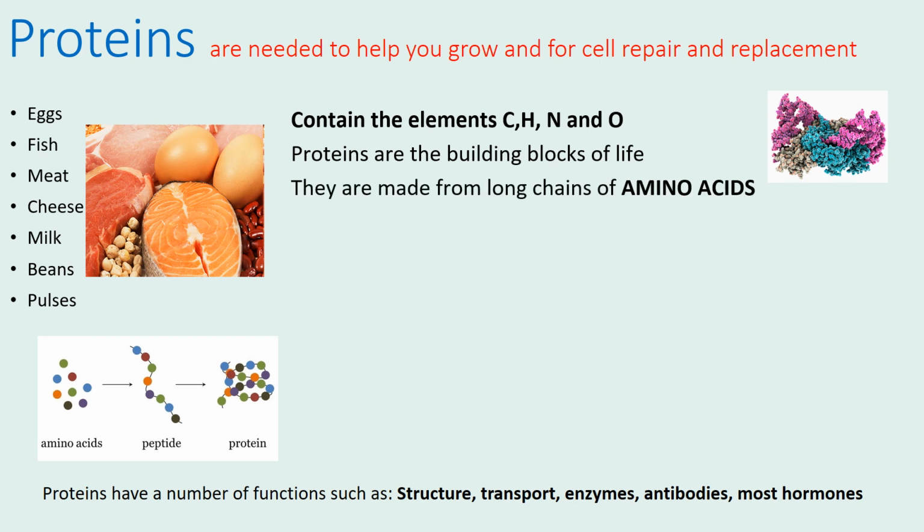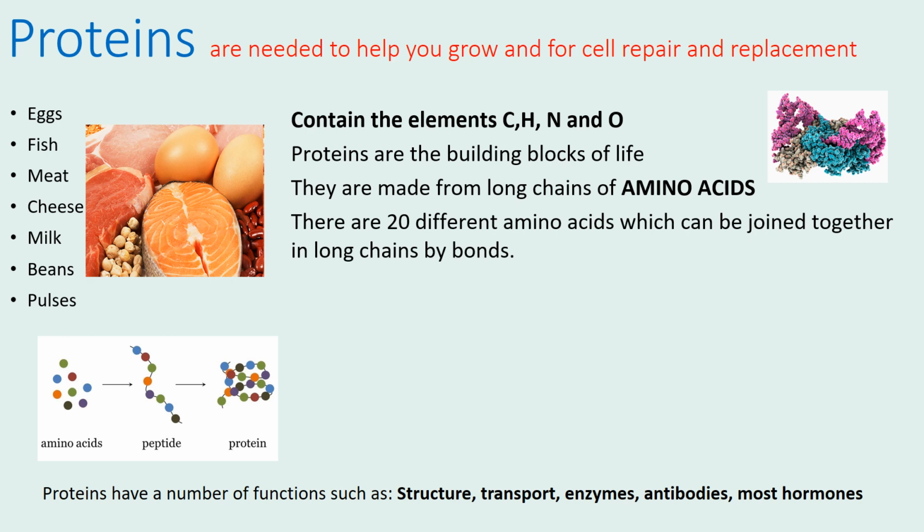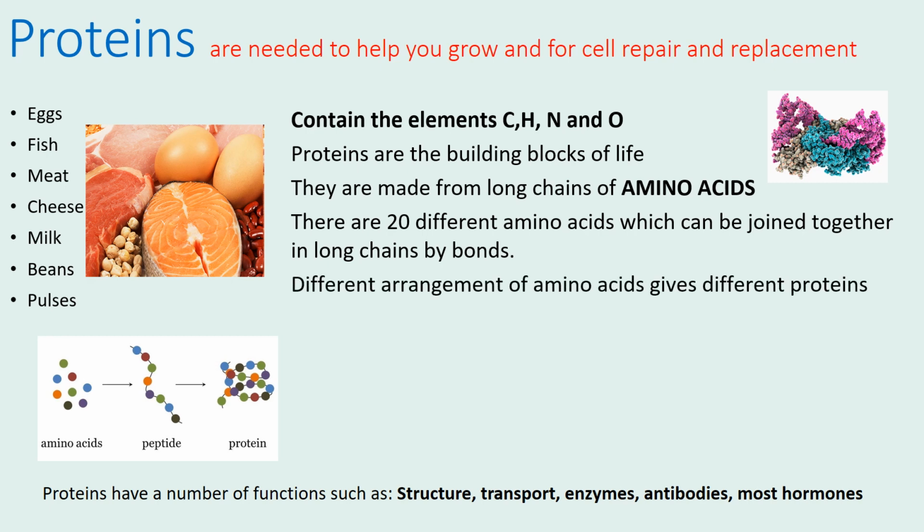And proteins, like with the carbohydrates, the complex carbohydrates being made up of simple sugars, proteins are also built up of these monomers, and they're built up by amino acids. And there's about 20 different types of amino acids, and depending on what combination you have, will give you different proteins.